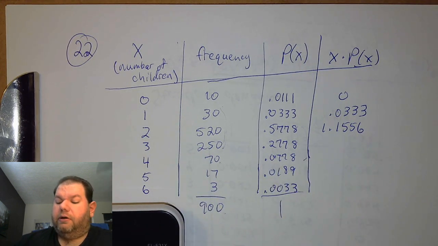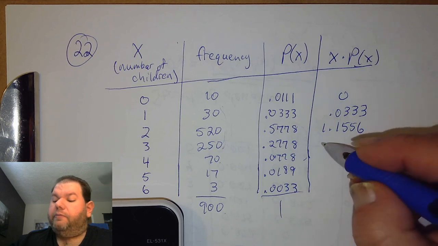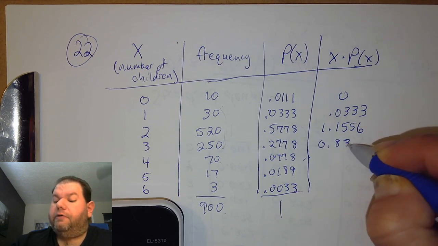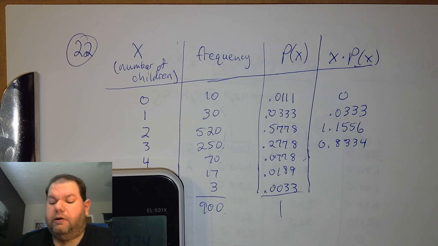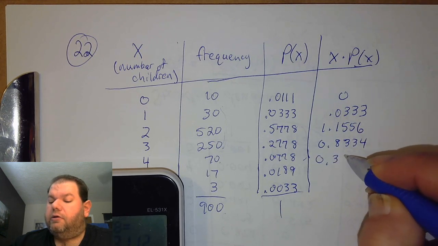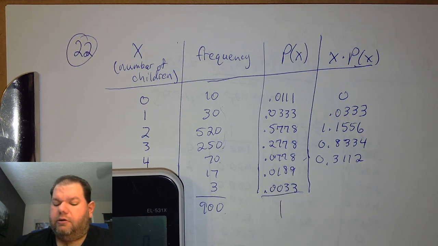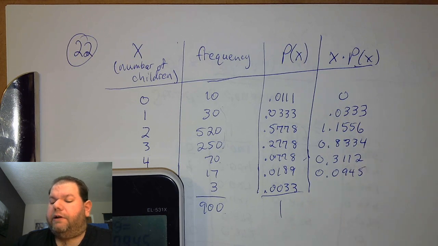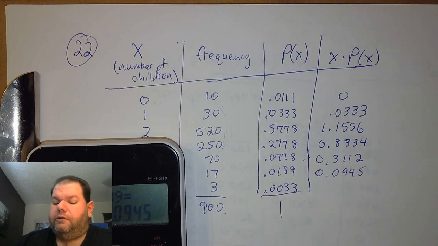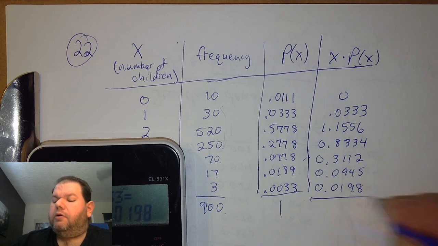3 times 0.2778, let's see, 0.8334, 4 times 0.0778, 0.3112, 5 times 0.0189, 0.0945, and finally 6 times 0.0033, 0.0198. Okay.